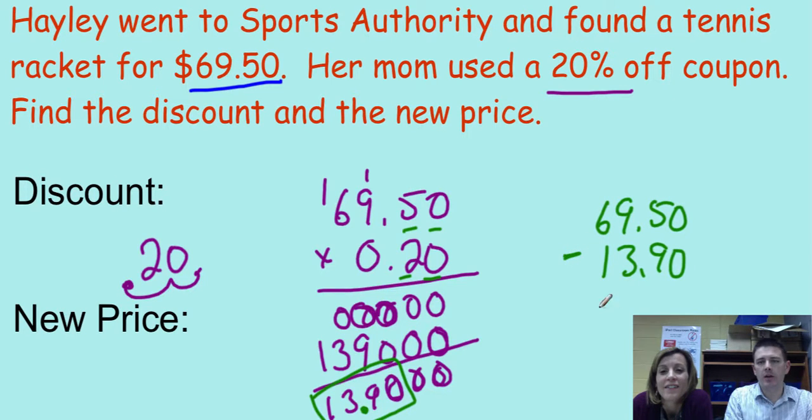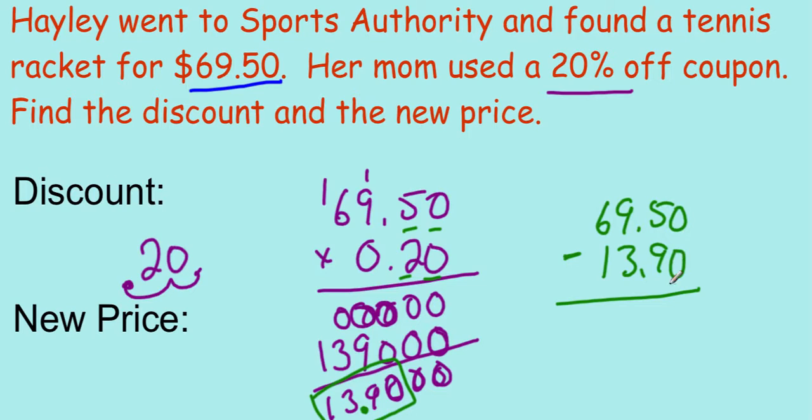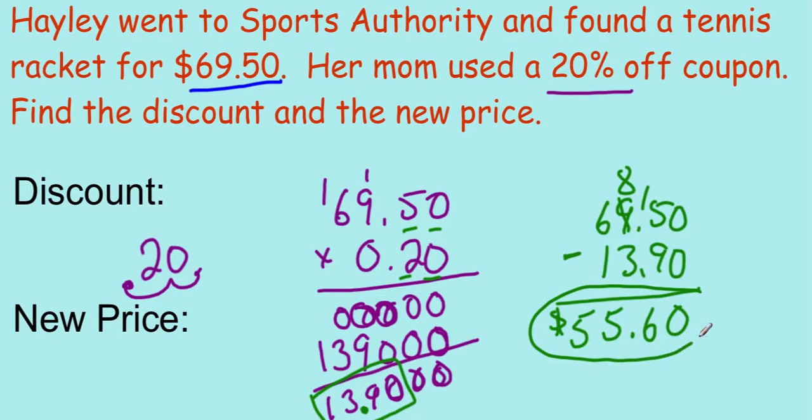We're going to subtract that from $69.50. Remember, the bigger number goes on top. 0 minus 0 is 0. Can't do 5 minus 9, so I have to borrow. It becomes a 15. That gives me a 6. 8 minus 3 is 5, and 6 minus 1 is 5. So Haley's fancy new tennis racket is going to cost her $55.60. Happy shopping!